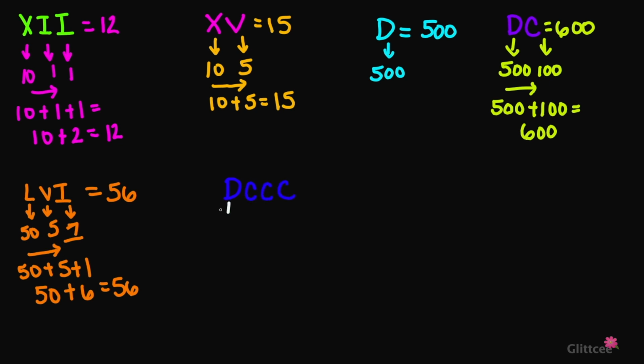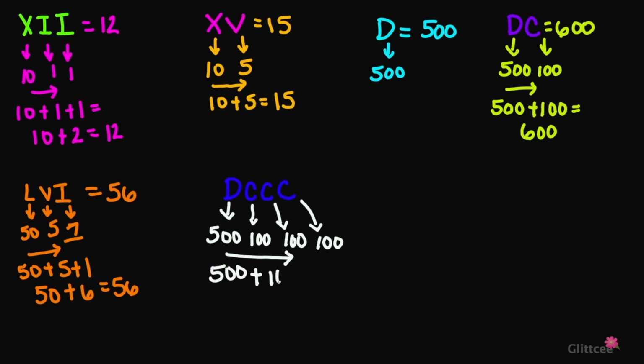What about D, C, C, C? All right, D is 500, C is 100, C is 100, and then C again is 100. I'm going from big number to a small number. So 500 plus 100 plus 100, and then plus 100 again. Okay, so this is going to be 500 plus 300, which is going to equal 800. So DCCC is going to be 800.